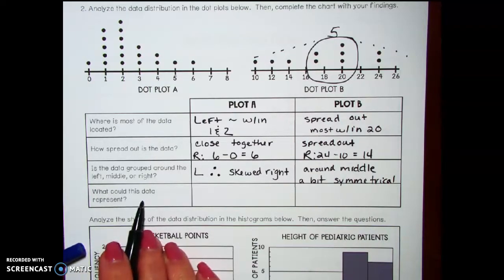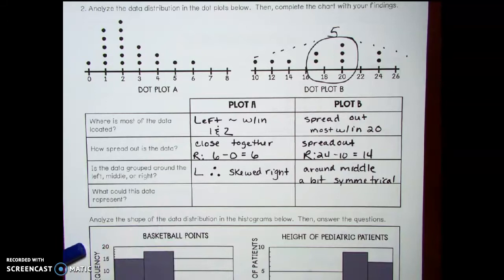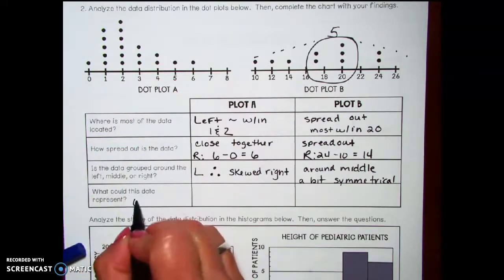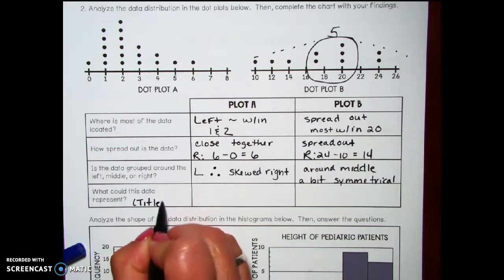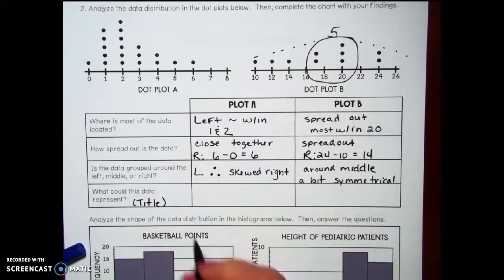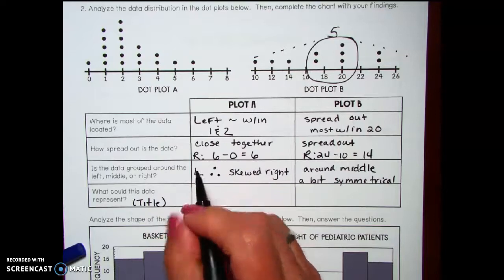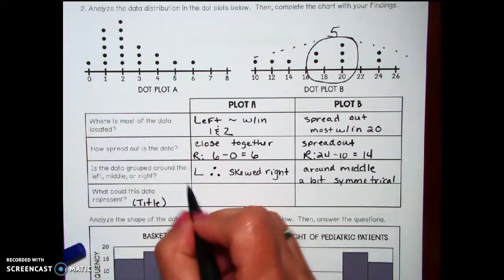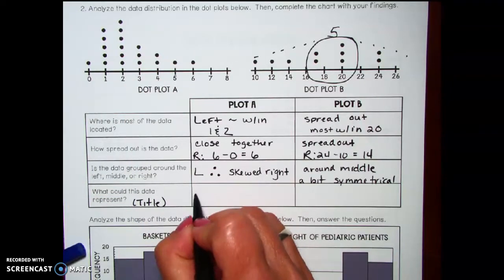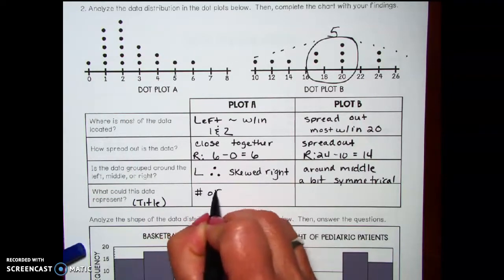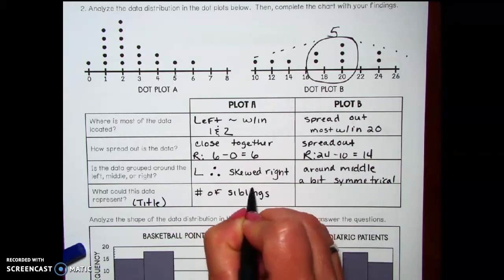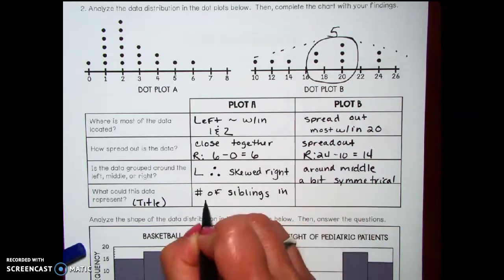What could this data represent? So that means, like, what happened? What were they graphing? What would the title be? So that's what I'll write down. What would I entitle this? Well, if you recall the other day, we were determining the number of siblings that students had. So we could say this is what this is. So it could be the number of siblings in math class.